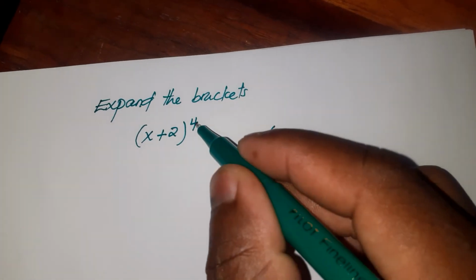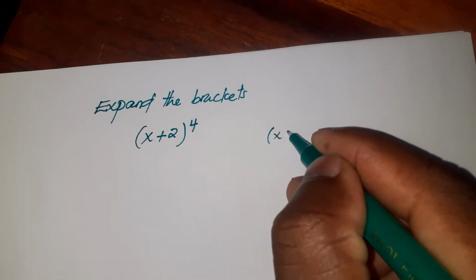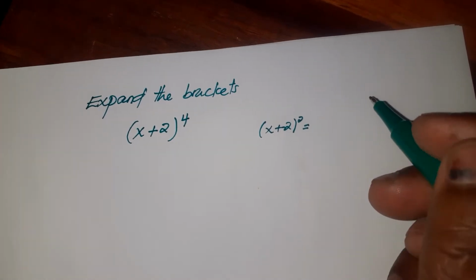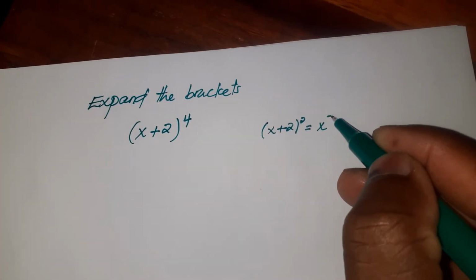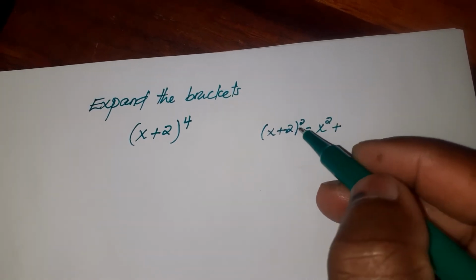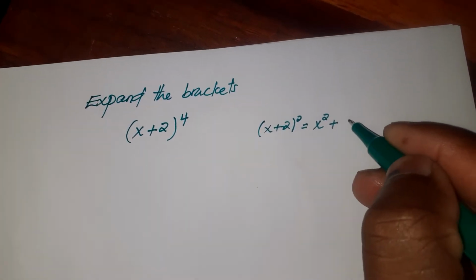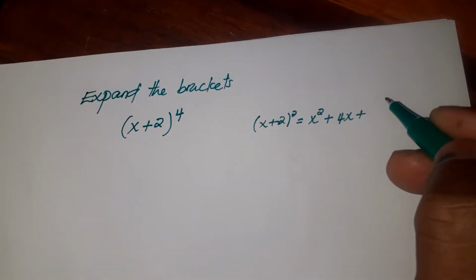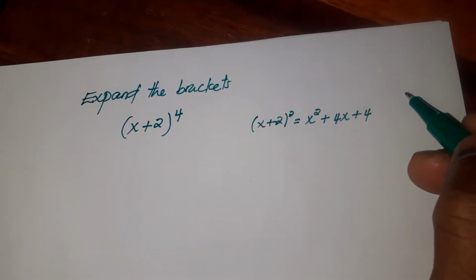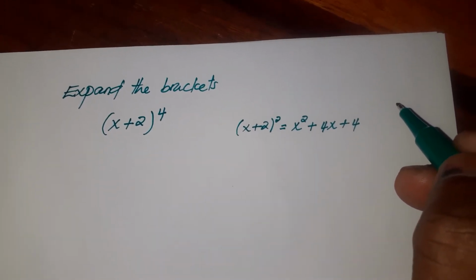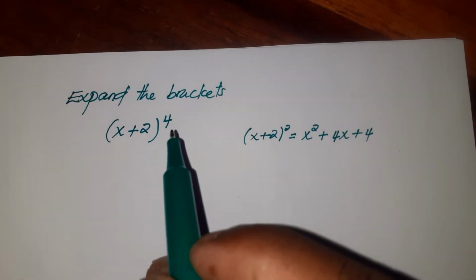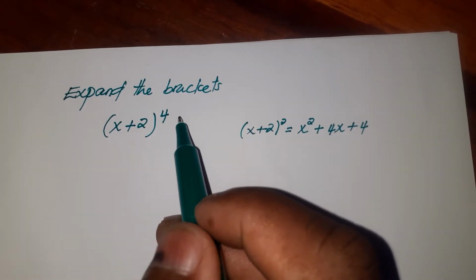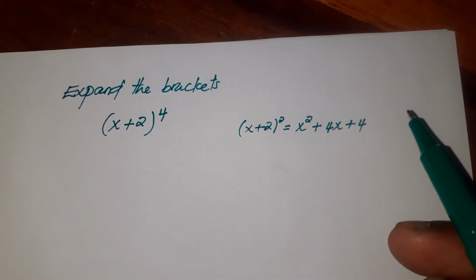Suppose we have, let's replace the 4 by 2. We know that this, we take x, we raise it to the power 2, and then plus we take 2x, we multiply by 2 to get 4x, and then the 2 to the power 2 we get 4. That is very easy to work out. But when we have the power starting from 3 going to 4 or 5, it becomes a little bit difficult.